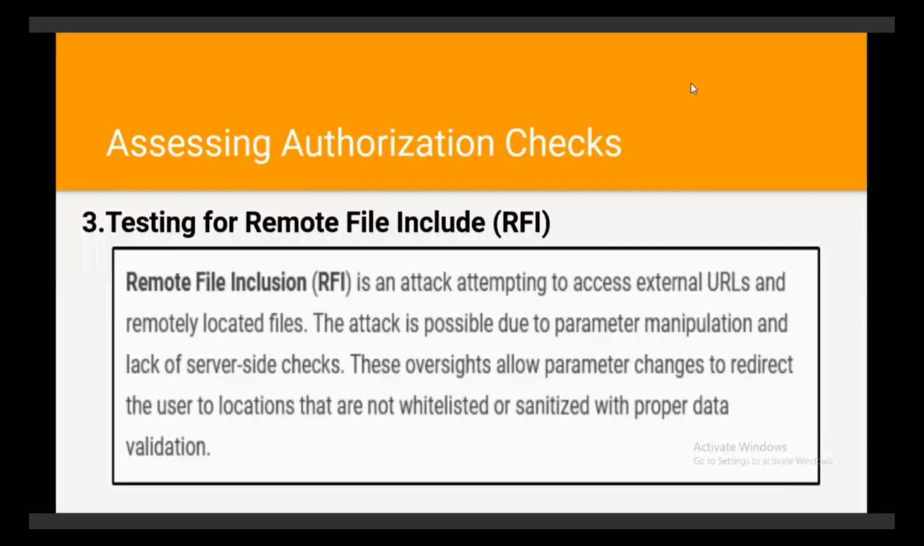Now let's talk about testing for the remote file inclusion, RFI, vulnerability. Remote file inclusion is an attempt to access external URLs and remotely located files. The attack is possible due to parameter manipulation and lack of server-side checks. This oversight allows parameter changes to redirect the user to locations that are not widely stated or sanitized with proper data validation.